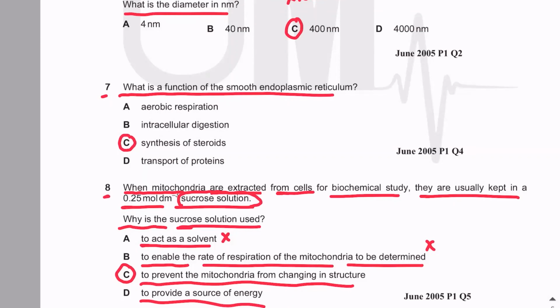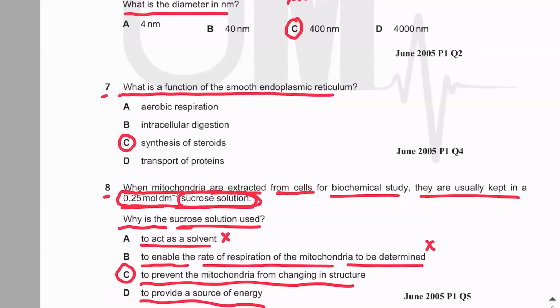Why not D? Why only C? Because I guess we're not providing it with oxygen. Over here, they have mentioned that they're using a solution of 0.25 mole per dm cube sucrose. What does that mean? They're using a specific concentration. Because 0.25 mole per dm cube sucrose solution has a specific concentration, so it has a specific water potential.